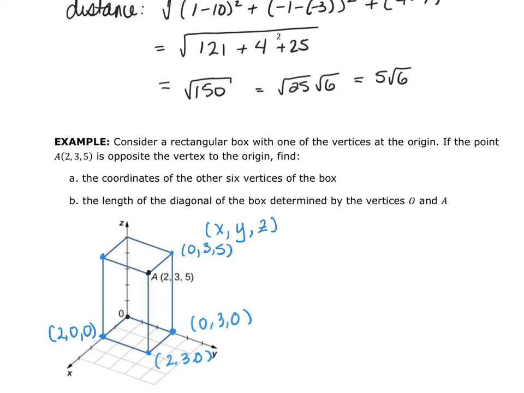This point, which must be on the XZ plane, must be 2, 0, and 5. And this one, because I am on the Z-axis, must be 0, 0, and 5. So there's all the vertices.